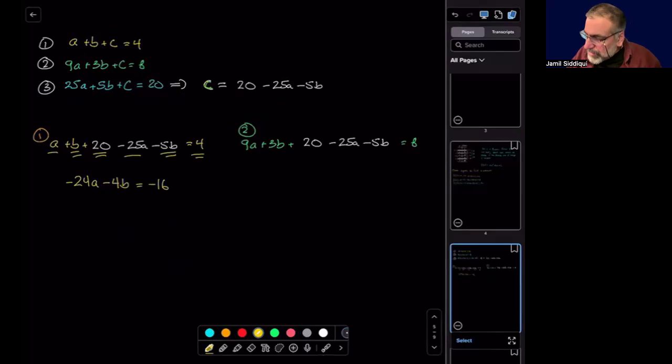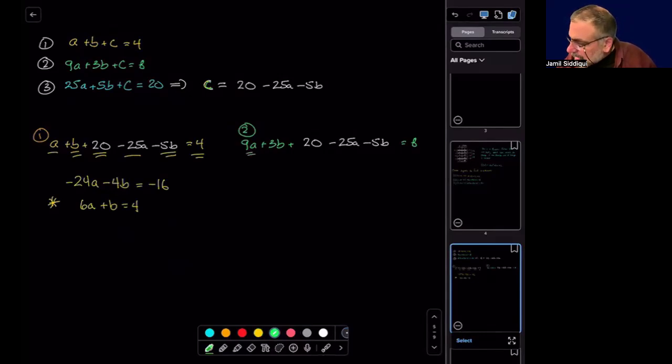I'm going to divide everything here by negative 4 just to make it simpler. So we can take this equation, divide both sides by negative 4. We're going to get 6a plus b equals 4. That's going to be important. That's one of our two equations with two unknowns. Let's go over the other equation and do the same thing.